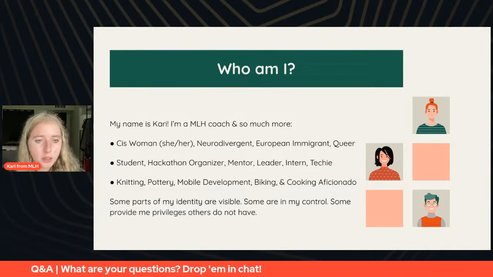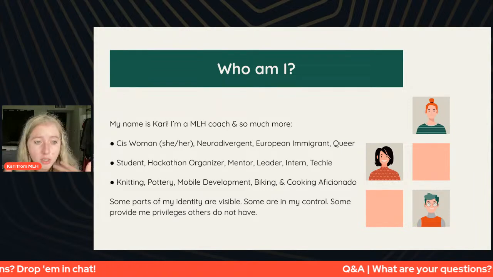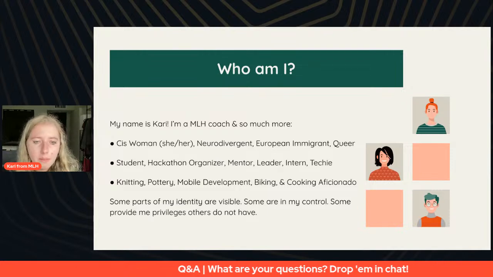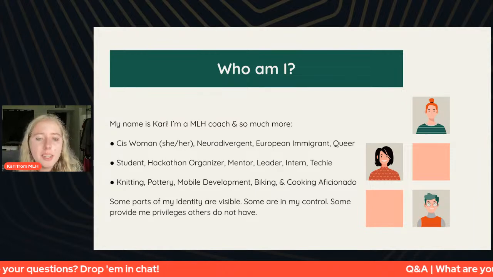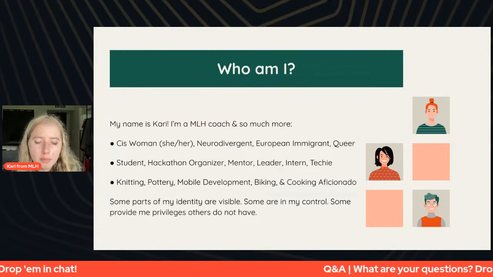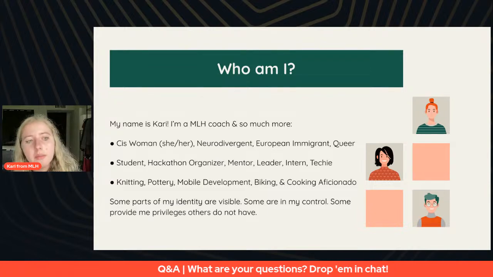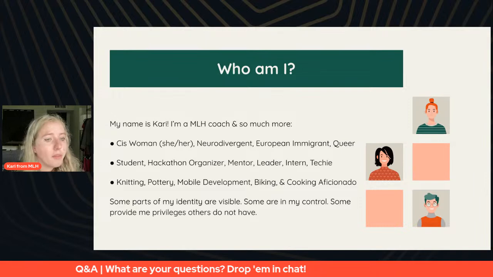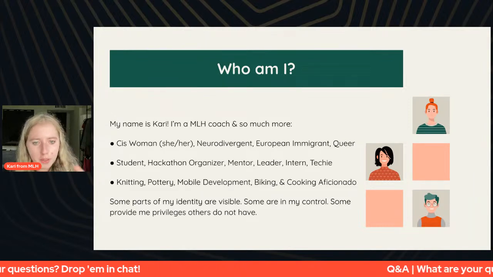And as you can see, there are some parts of my identity that are visible. Like you can tell that I'm blonde, that I have green eyes, or maybe that I sound American, right? Some of those things are in my control. Like I can dye my hair tomorrow, but it is what it is, right? Some parts of me are in my control. I can't control the fact that I'm an immigrant. It's just something that has happened in my life. It's a way that has defined the way that I live, right? Some of those provide me privileges that others do not have.